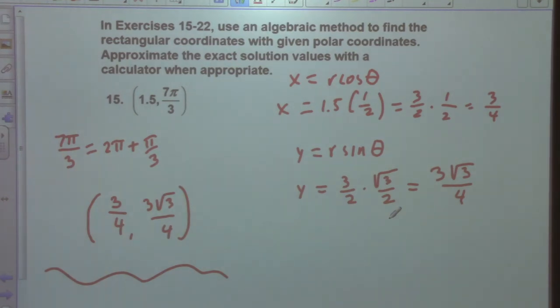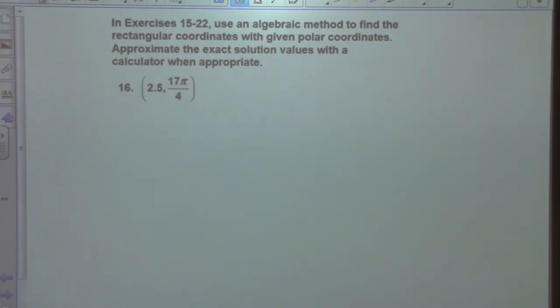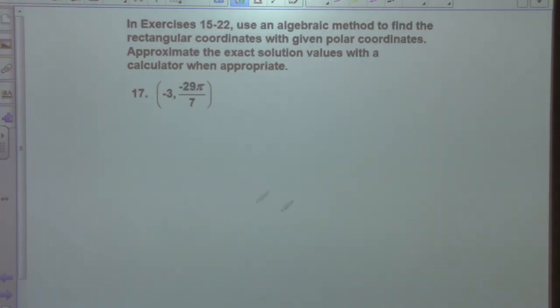Okay, what I want to do is, if you don't mind, can I show you 17? And 16. Now, in this case, you have a non-standard angle, totally non-standard. But what is 2 pi going to be in sevenths? How many sevenths are you going to have in 2 pi?